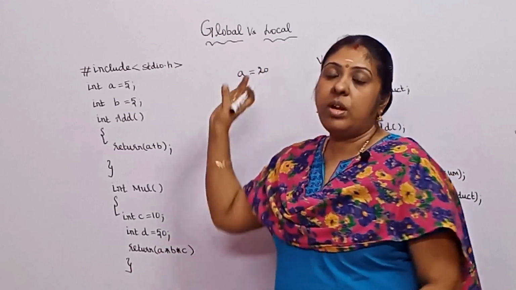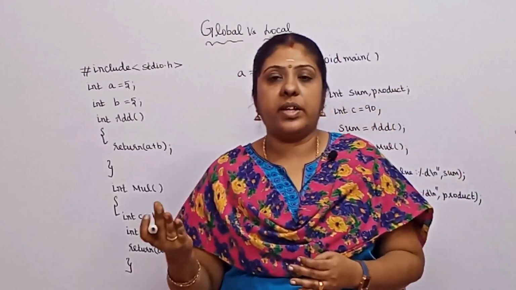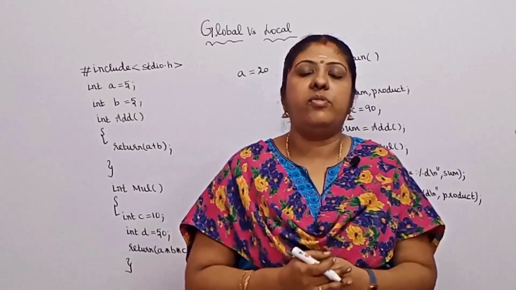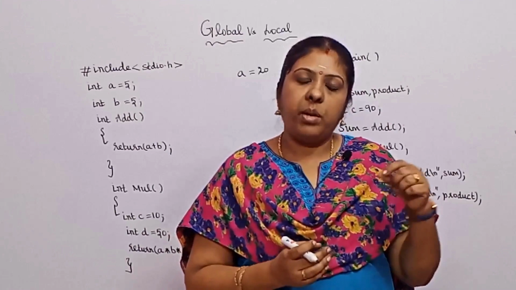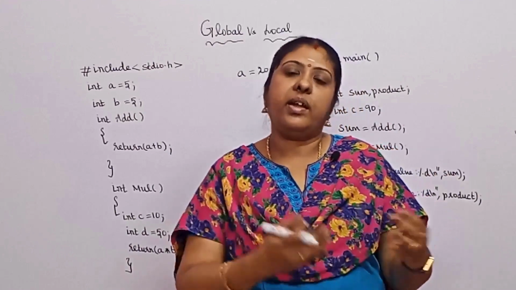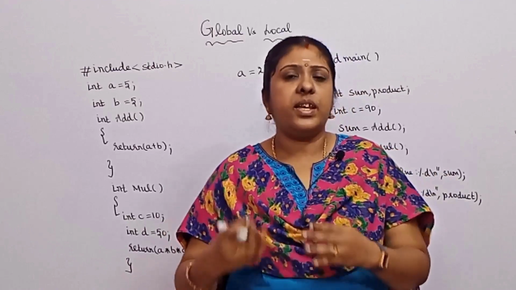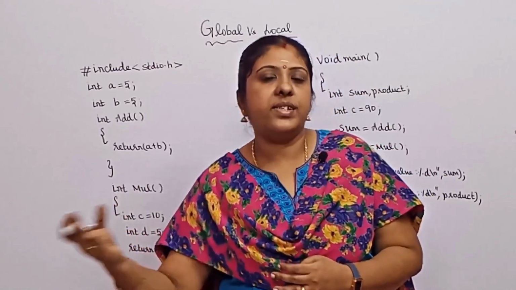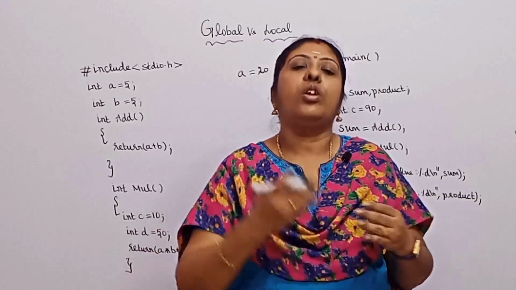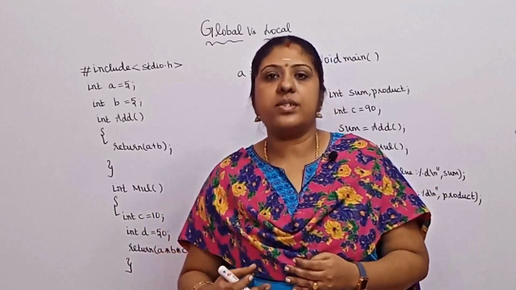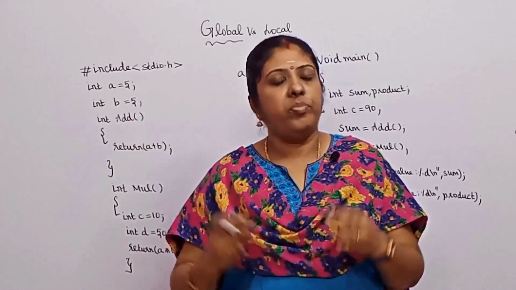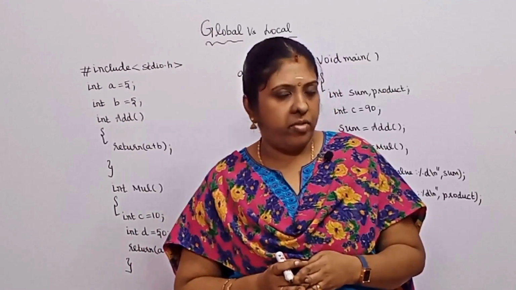Now what is a global variable? The variables which are declared outside all of the functions are known as global variables. The main purpose of a global variable is when you want to access the same data in different functions. Otherwise each time we need to initialize, for example a equal to 10. You want to access the same data in different subfunctions in the same program. Then one time you can declare it globally, and it can be accessed everywhere.